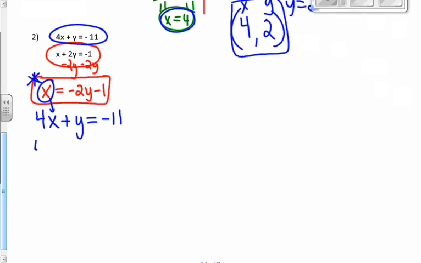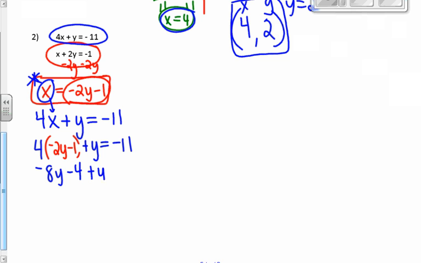So I'm going to start writing 4, and then right where I see the x, I'm going to stop and put my parentheses. What does the x actually equal? The x actually equals negative 2y minus 1. Then I'm just going to keep writing plus y equals negative 11. I don't want that to be in red because I want you to be able to see the difference, so I'm going to erase here. And then we distribute through, minus 4 plus y, and then we solve it.